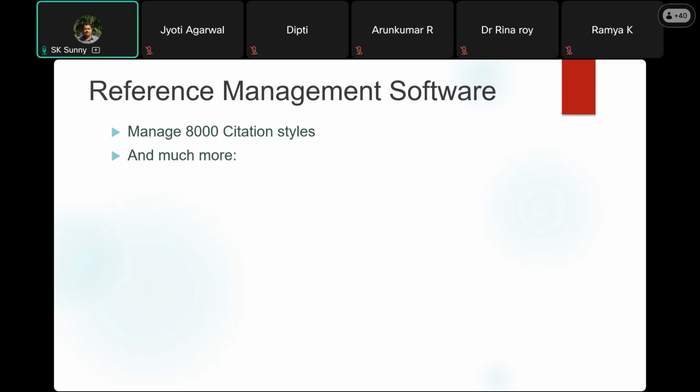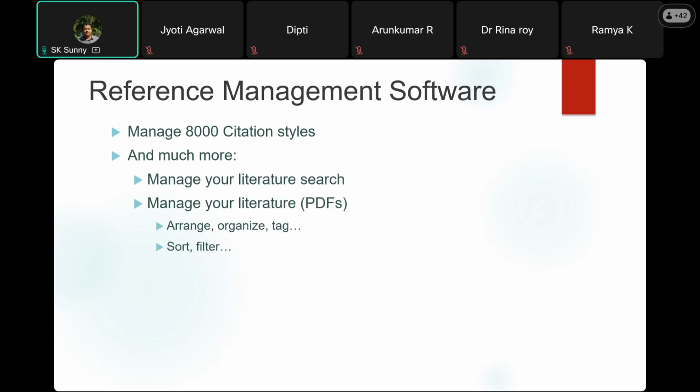Reference management software can manage, here this is old data, 8000, when I started giving lectures on reference management software somewhere 10 years ago, then there were 8000 citation styles. It can also do much more for you. It can manage your research literature, the PDF files you download. It can organize your personal library. Instead of keeping your PDFs in folders and subfolders, you can manage them very efficiently using reference management software within collections and subcollections. And you can filter out your PDF files.